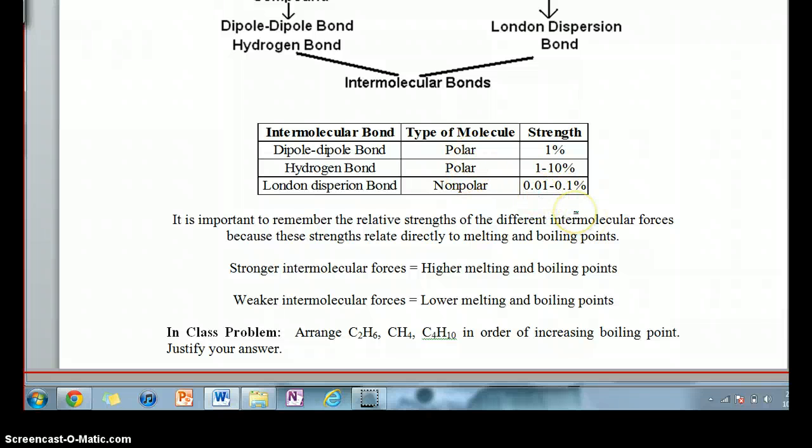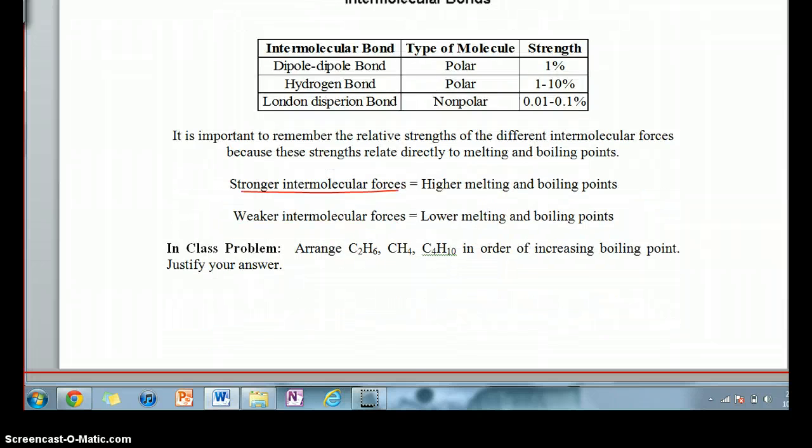Again, this represents the strength differences. It's really important to keep in mind that intramolecular forces are always significantly stronger than intermolecular forces. And stronger intermolecular forces correspond with higher melting points and boiling points. The weaker our intermolecular forces, the lower our melting points and boiling points.